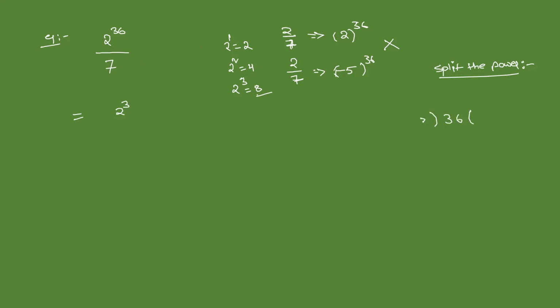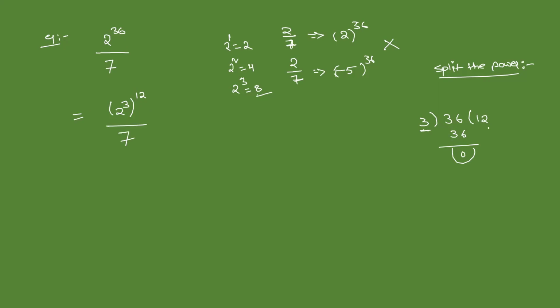36. I want 2 cube, 3. So I am dividing 36 with 3. 3 12s are 36, and the remainder is 0. So now what can I write? The required one is 2 cube, whole to the power of 12 by 7. 2 cube whole to the power of 12 by 7.